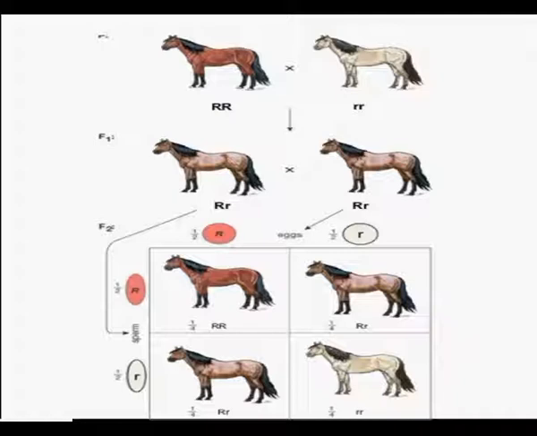So keep in mind that in case of incomplete dominance, we get the intermediate effect, between red and white, which is pink. But in case of codominance, we get the mixture of both alleles. That's why we get the reddish gray color of the horse, or you can say the color of the hair of the horse, because of codominance.